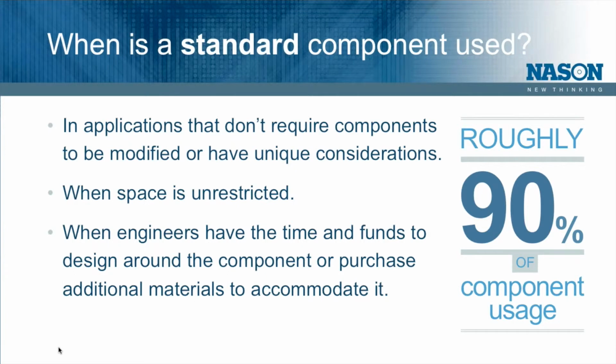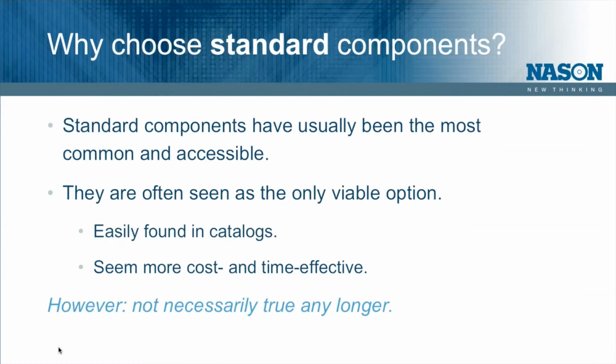So when is a standard component used? Standard components are usable in a wide range of applications that don't require components to be modified or have unique considerations. They are normally chosen when space is unrestricted. Standard components cannot be manipulated or customized without additional costs, so engineers will have to design around this type of a component or purchase additional materials to accommodate the piece. Standard components are currently used in roughly 90% of the applications.